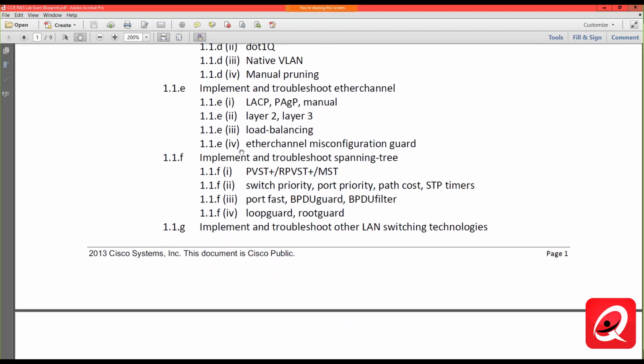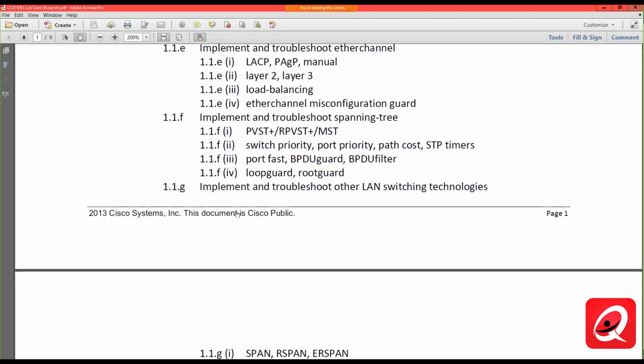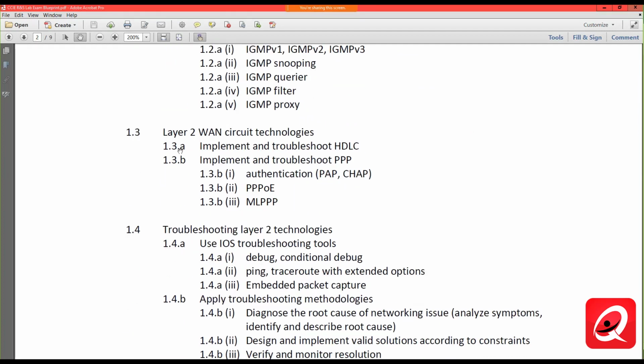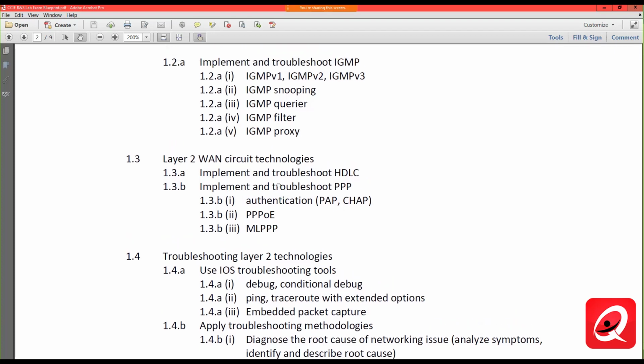All right, let's take a look at the blueprint. This is the written blueprint. I think we're going to be more concerned about the lab blueprint specific to layer 2 technologies. Let's see what we've got for this section: VLANs, PAgP, rapid spanning tree, LAN switching, multicast, WAN technologies. So in section 1.3, implementing and troubleshooting HDLC, which is a really, really simple concept. Implementing and troubleshooting PPP, you need to be aware of both PAP and CHAP authentication. So we're going to talk about that today.